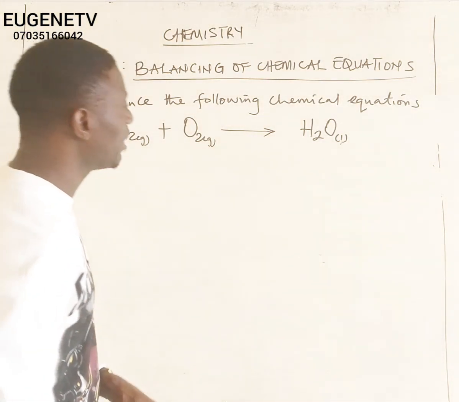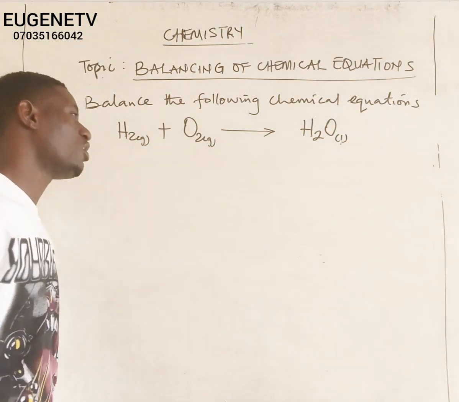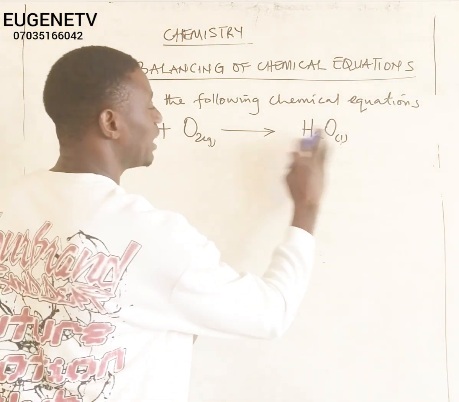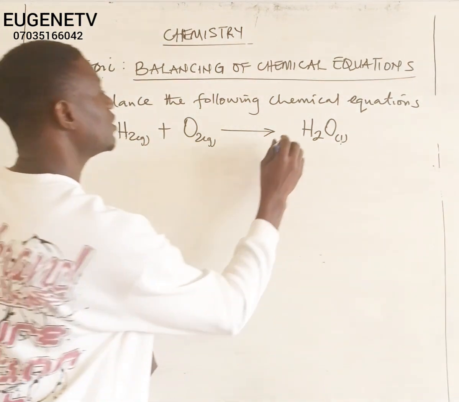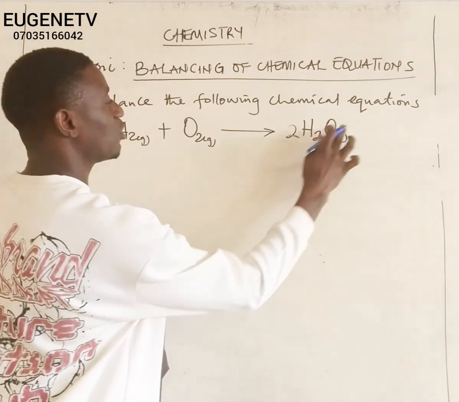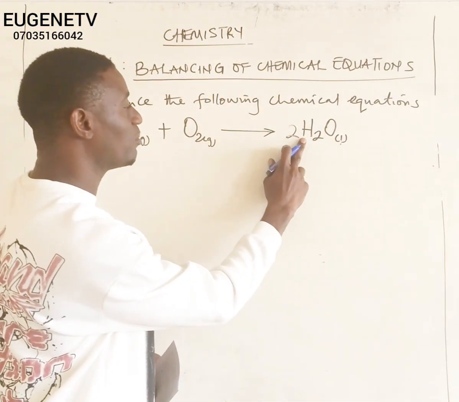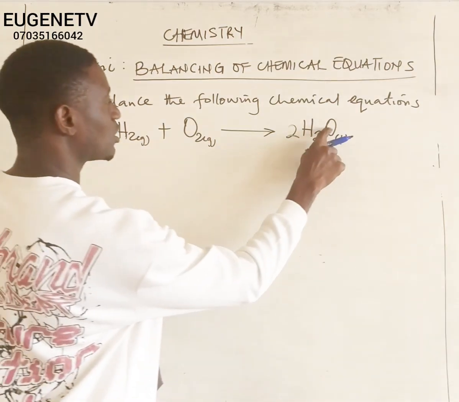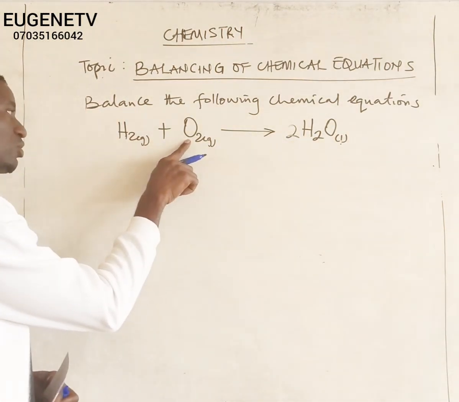Okay, so how do we balance for oxygen? We look for an appropriate coefficient that can help us balance the oxygen on the 2 sides. So let us say we put 2 here. That means that oxygen is balanced. If a number is placed before a formula, that number will affect everything in that formula. So we now have 2 oxygen atoms here, and we also have 2 oxygen atoms here.